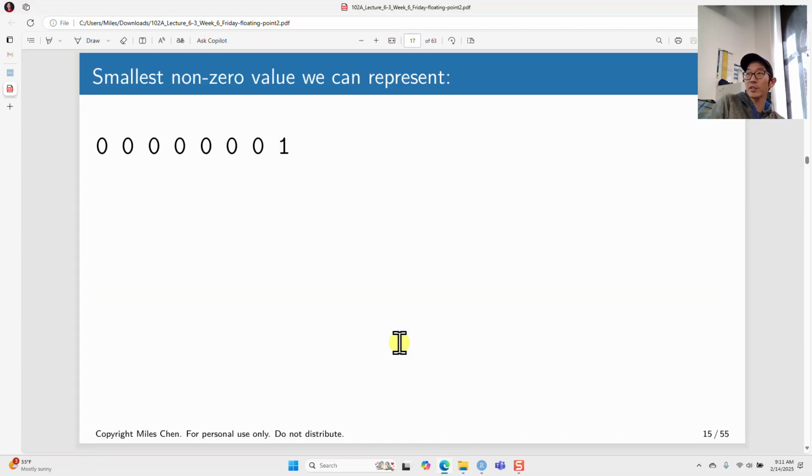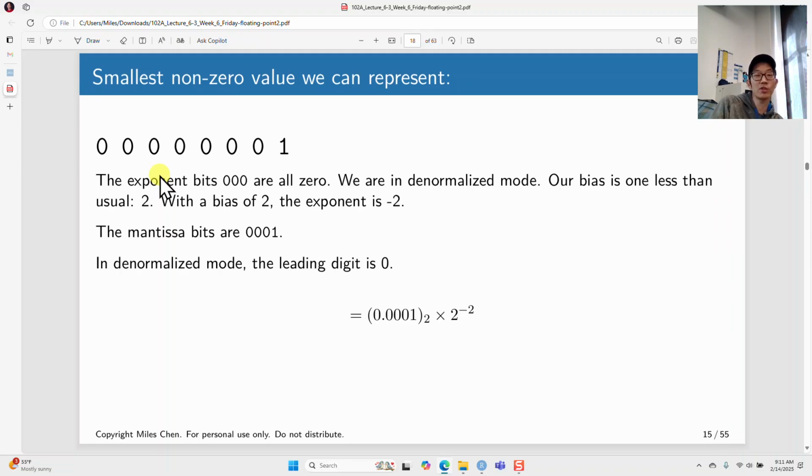This is the smallest positive value we can represent in our floating point system. Basically all zeros in the exponent, my mantissa bits are all zeros with just a 1 at the end. This is the smallest possible number I can represent that's not 0. So what is this? My exponent bits are 0 0 0. That means I'm in denormalized mode, so my bias is only going to be 2 rather than 3. So my exponent is going to be 2 to the -2. My mantissa bits are 0 0 0 1.